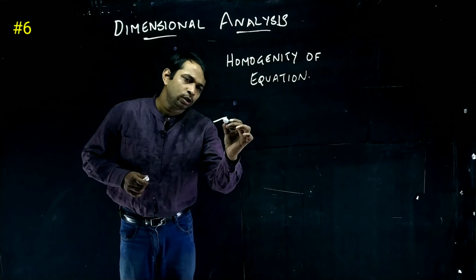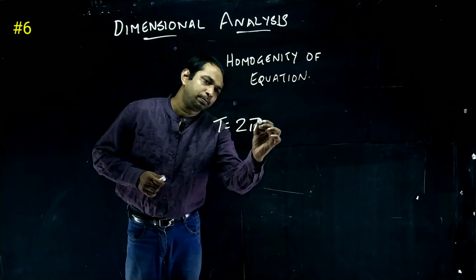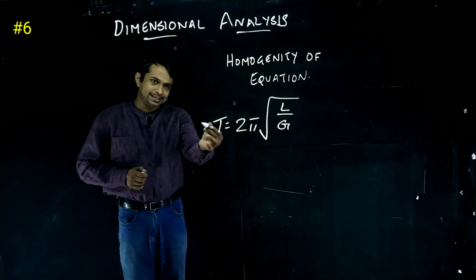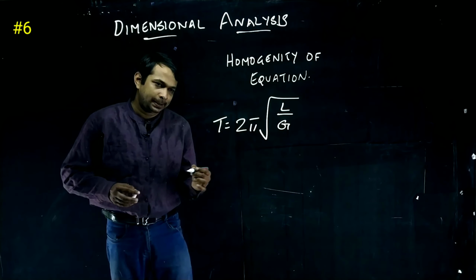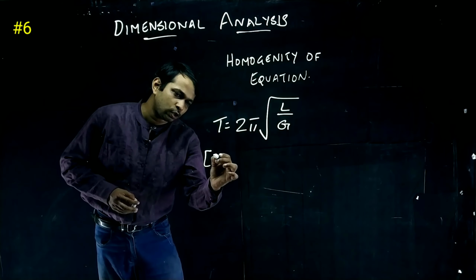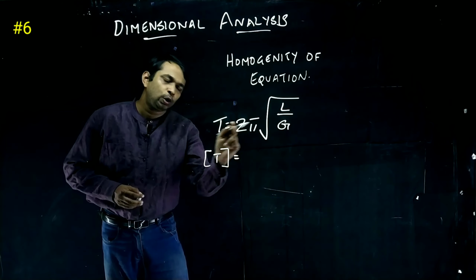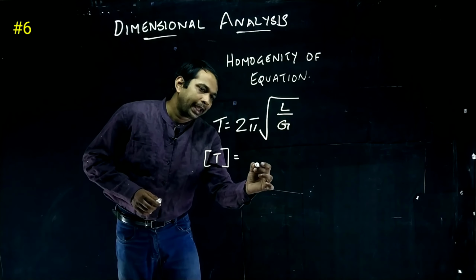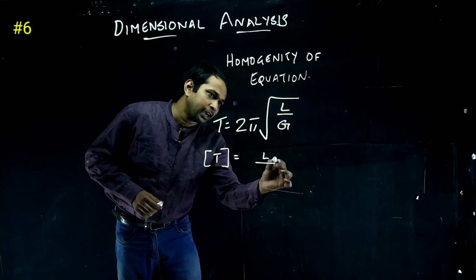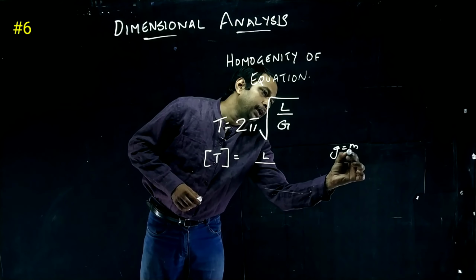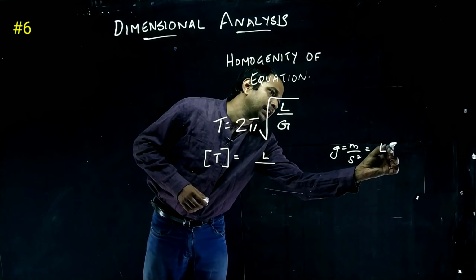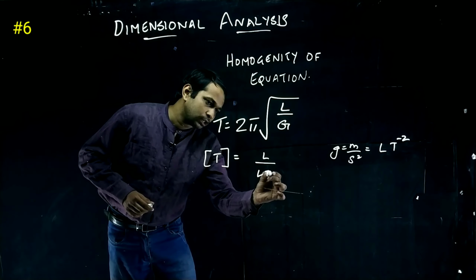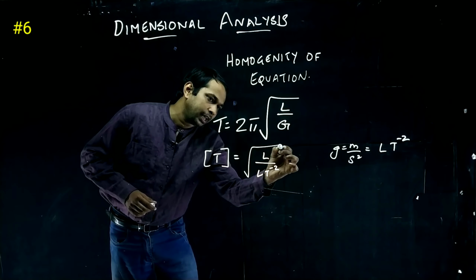Okay, we all know the equation for the time period of a simple pendulum, T is equal to 2 pi root L by G. Now let's check this one dimensionally. This is time period. T equal to 2 pi, where 2 pi is a constant and has no dimensions, L, length, divided by G. G is meter per second square, which is LT raised to minus 2.